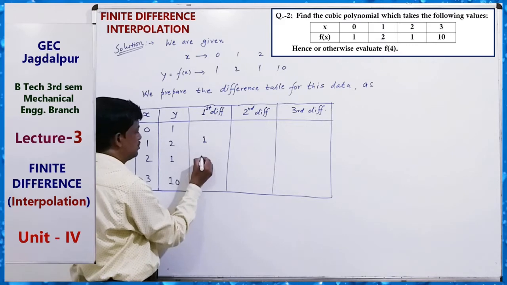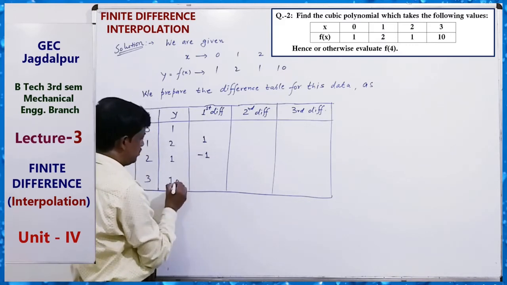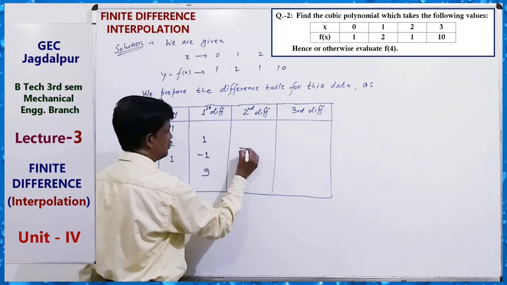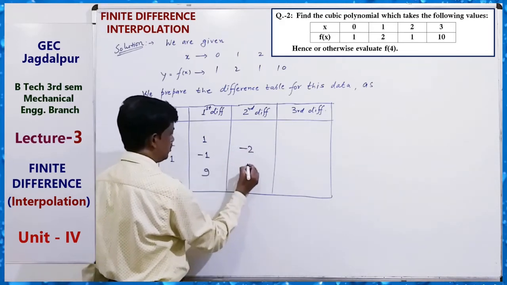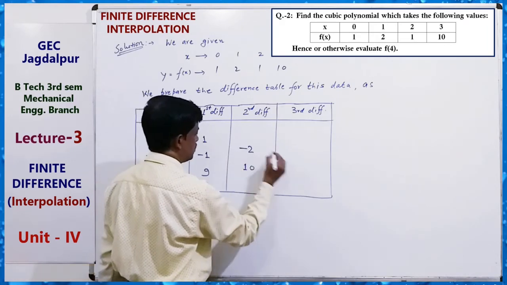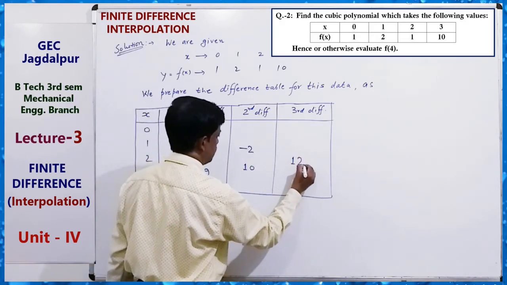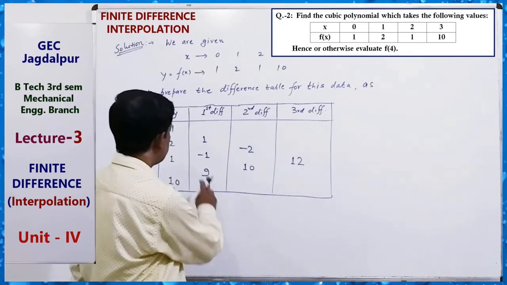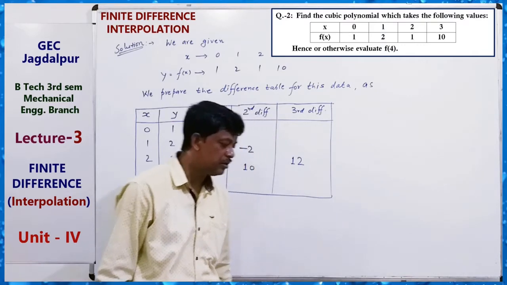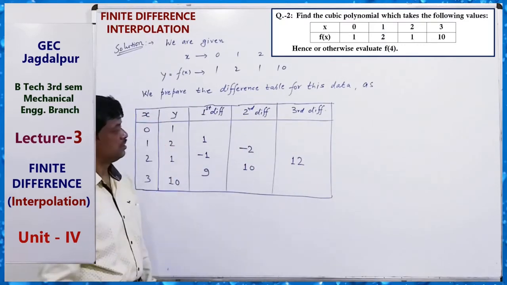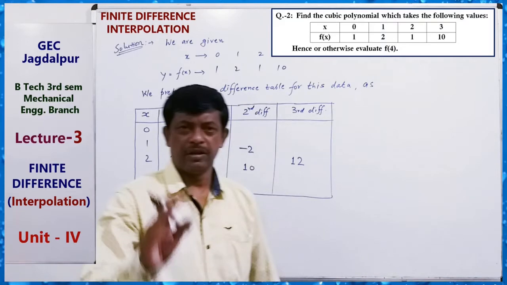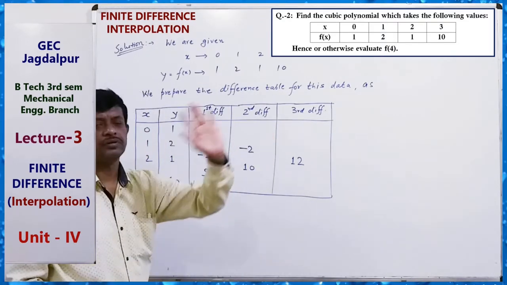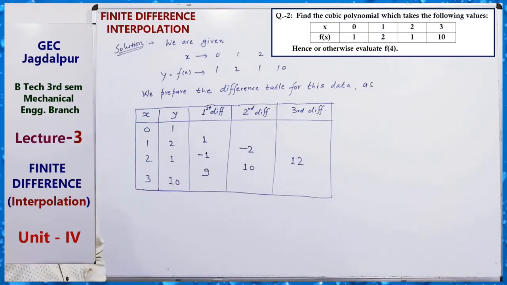1 minus 2, minus 1. 10 minus 1, 9. Minus 1, minus 2. 10 minus 2, 12. Okay. 12, 10 minus 2, and 9 minus 1, 1, and 10, 1, 2, 1. This is the table. Very simple. As a simple process, you just have to prepare the difference table.